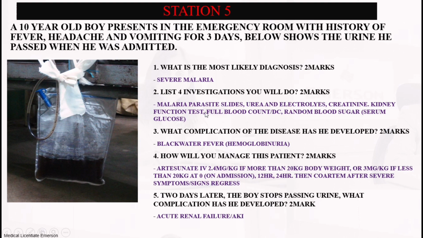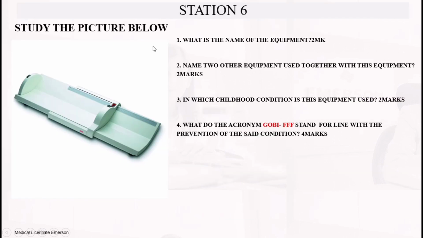Okay, so station 6, start the picture below. So there is this device. What is the name of the equipment? Name 2 other equipments used together with this equipment. In which childhood condition is the equipment used? What does the acronym GOBIF stand for with the prevention of the said condition?